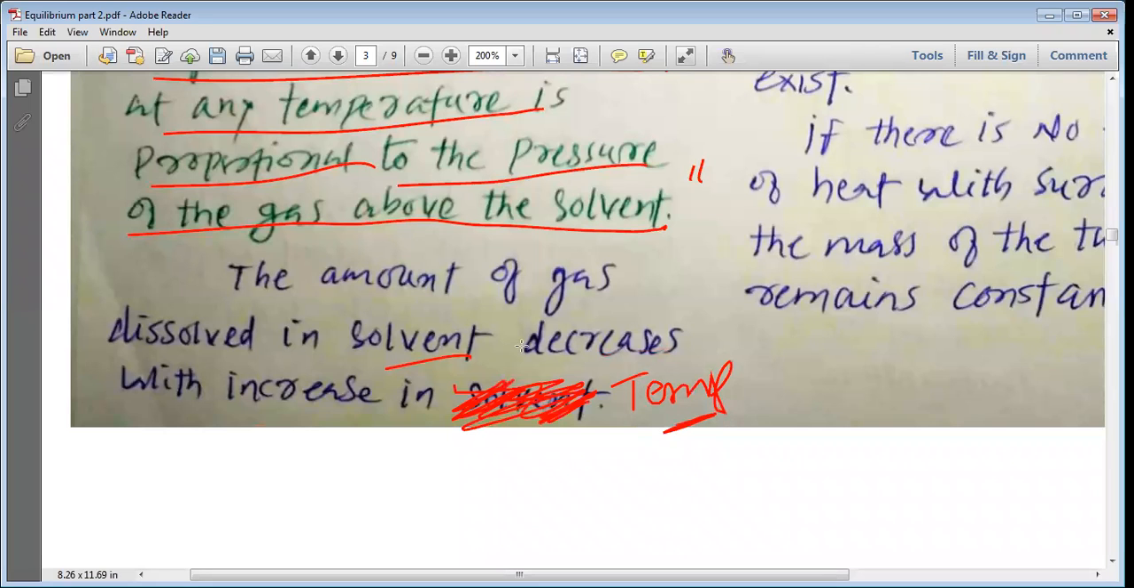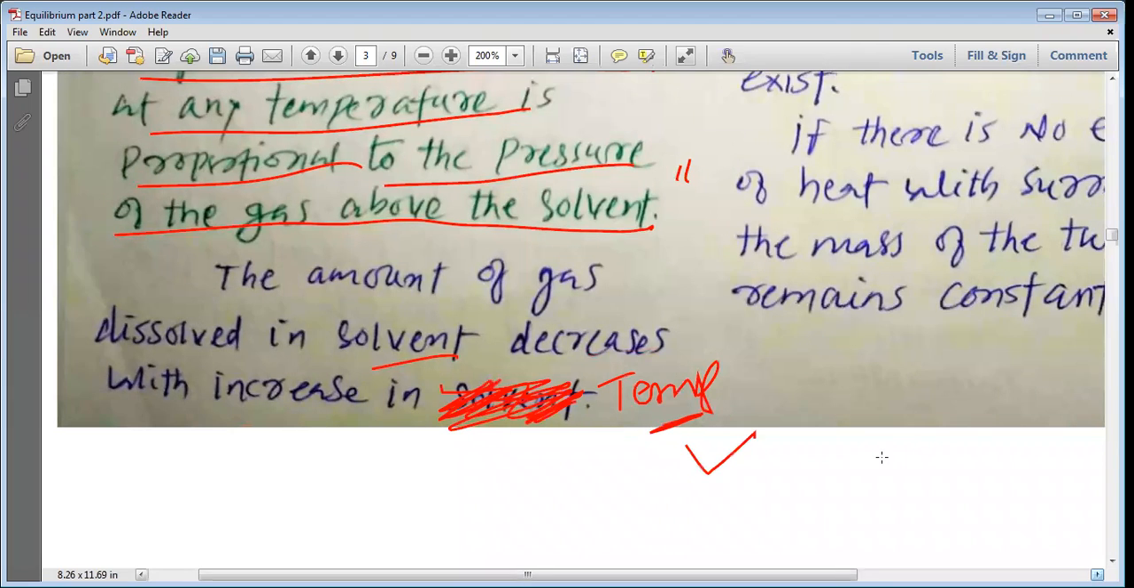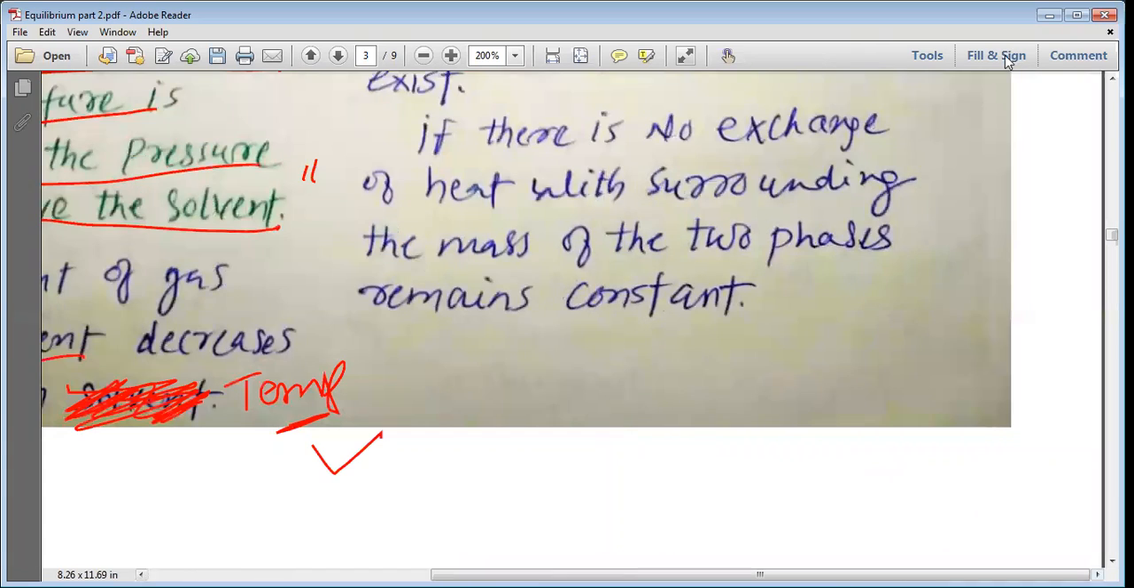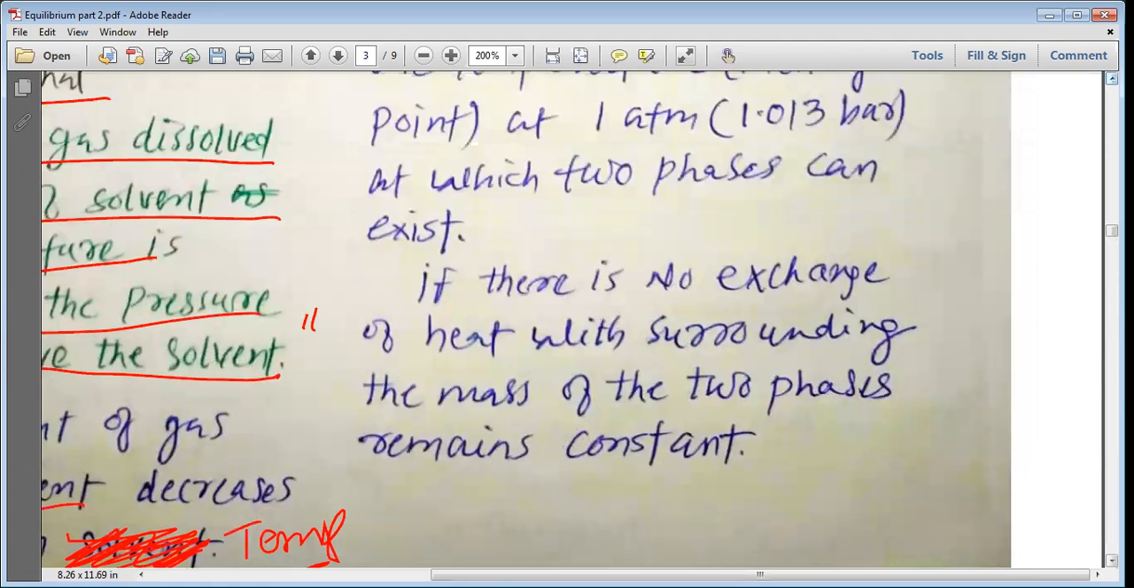It should be temperature over here. So the amount of gas dissolved in a solvent decreases with increase in temperature. If you increase the temperature, the amount of gas dissolved will also be increasing.